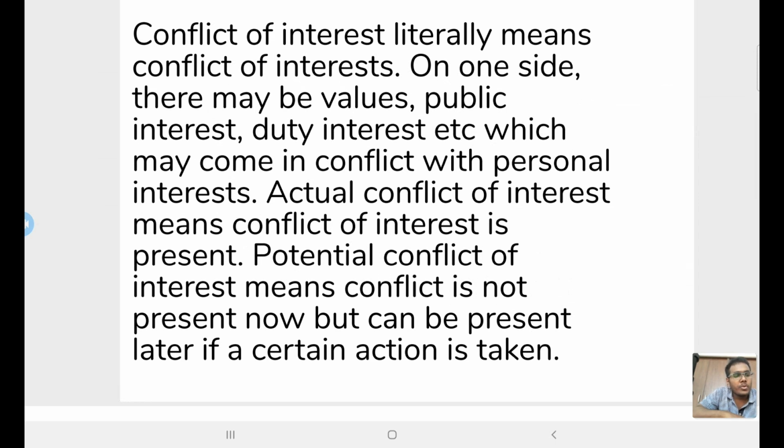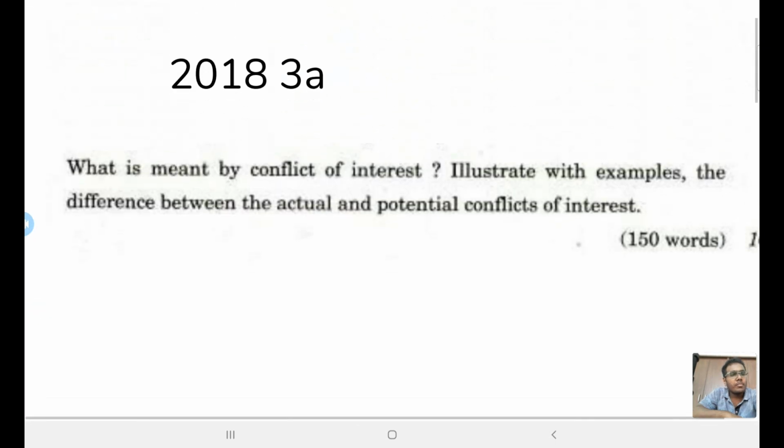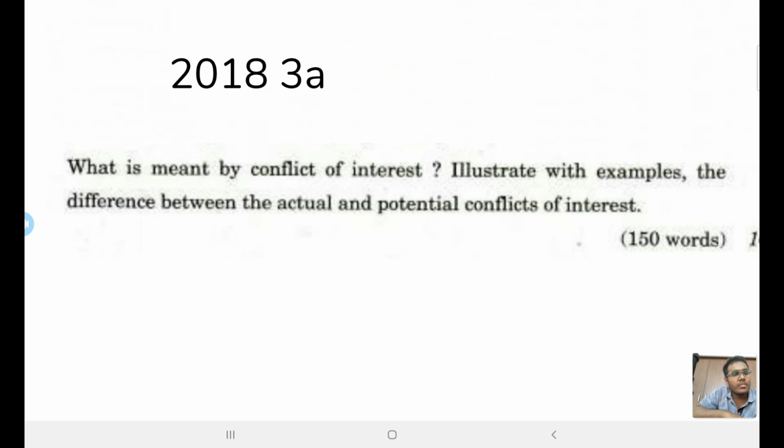Here you can develop your own examples. I have used only one example, but UPSC has asked to illustrate with examples. Since one example was enough for me to explain and there is a word limit, I have used only one example. Please use a variety of examples, 2 examples, to show the difference between actual and potential conflict of interest. Use your own examples. Ethics is a very subjective paper. The answer can be written in a variety of ways.